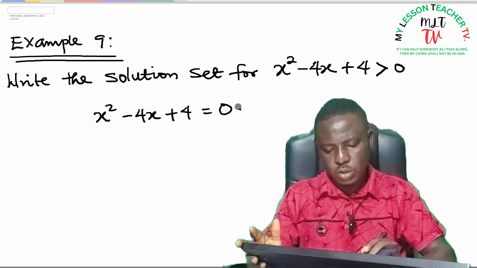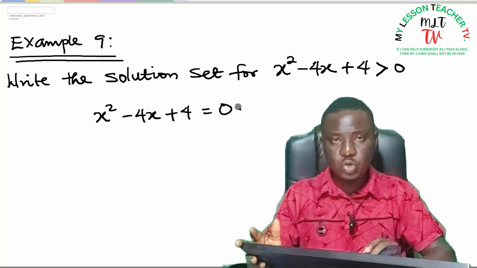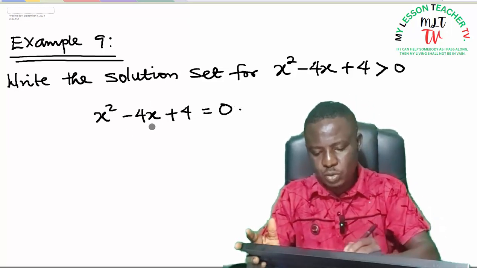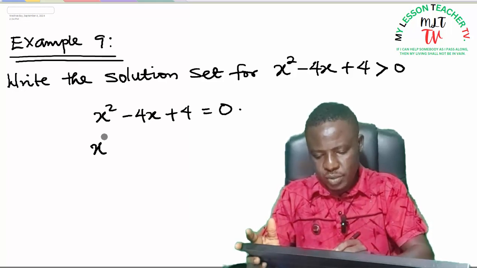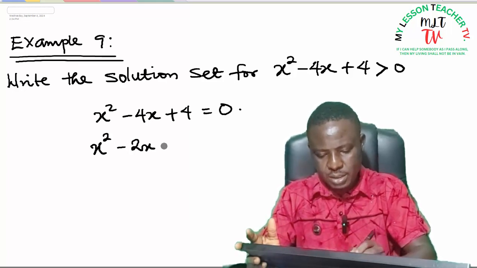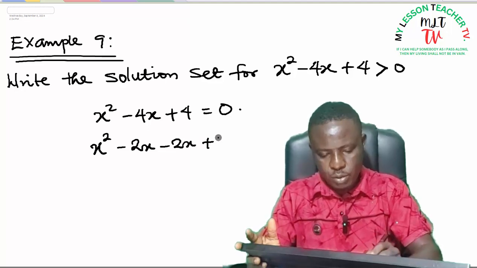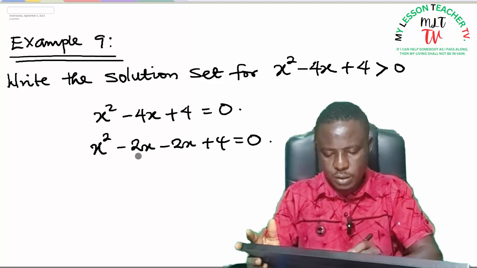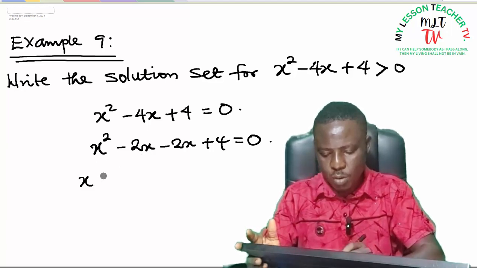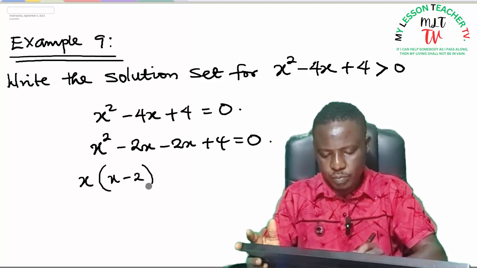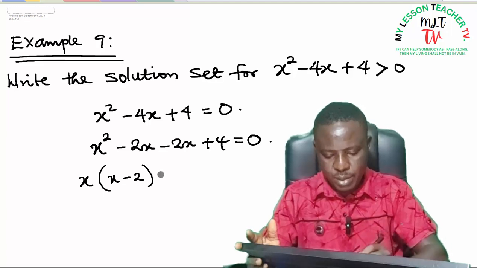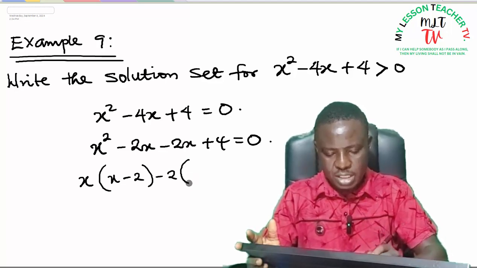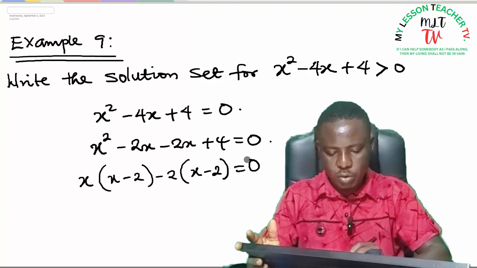So that gives us minus 2x minus 2x. So we replace the middle term with it. This becomes x squared minus 2x minus 2x plus 4 is equal to 0. Factorizing them in twos, considering the first two terms, x is common. When you factorize x from them, you have x minus 2. Looking at the next two terms, minus 2 is common. When you factorize out minus 2, you have x minus 2, which is equal to 0.